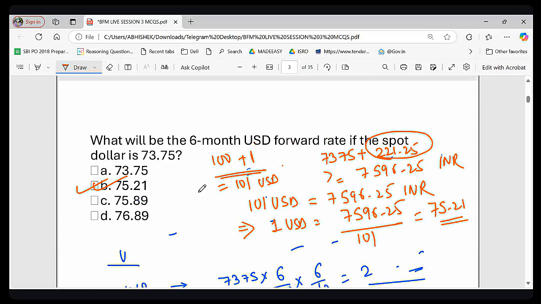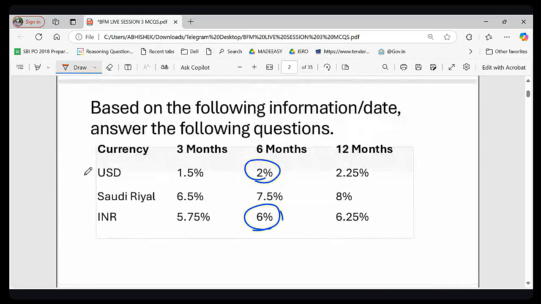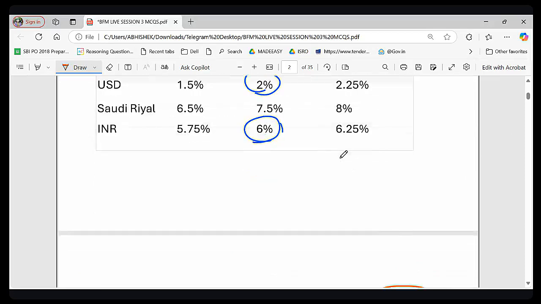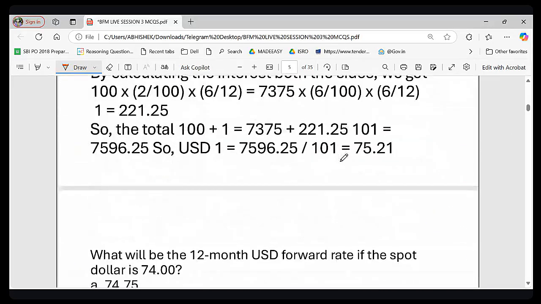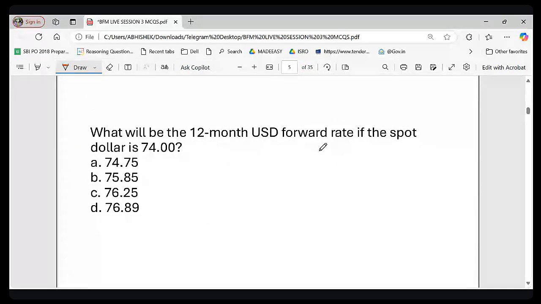Again, I hope you have taken a screenshot of this particular table. Now let's move to question number 2. The question: USD forward rate if the spot dollar is 74.00. Think about the question and type your guesses in the chat. Let us see how many of you can crack this one.